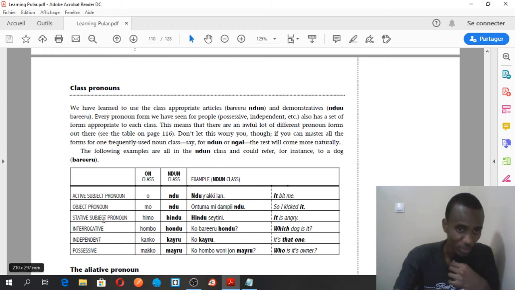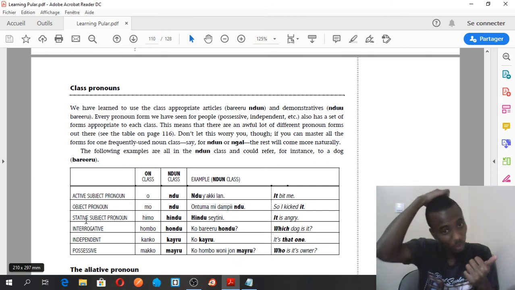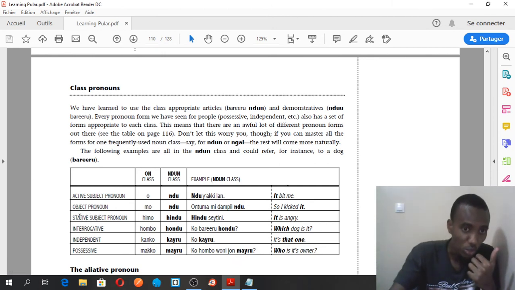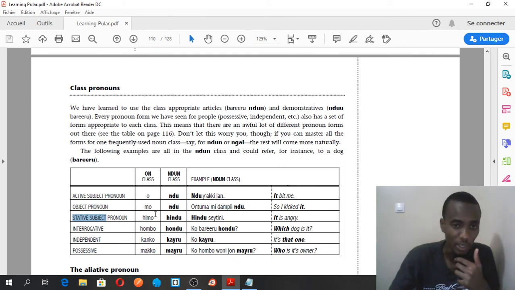For the stative, and both of these are subject pronouns, but you remember, some books even call them complex subject pronouns for this one, because it's not only the stative. It's for the stative and also continuous. For the continuous, you will also use these pronouns. Like for example, when I say himo nyamude, he is eating. I don't say o nyamude. I say himo nyamude. I don't say o because the o is for active, and for the continuous, I will use himo. You get it?